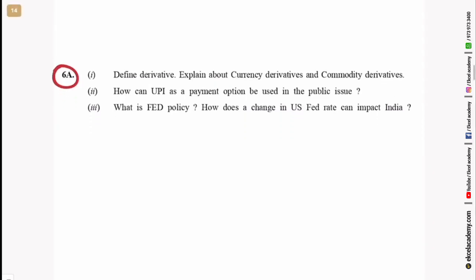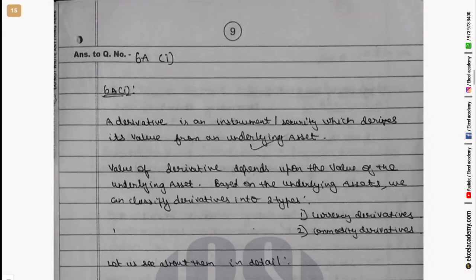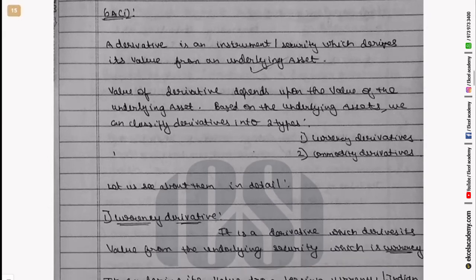Next question. Define what is a derivative, explain about currency derivatives and commodity derivatives. It's a very direct question. Okay. How can UPI as a payment option be used in public issue? What is FED policy? How does a change in the US Fed rate impact India? So these questions are very straight and direct.